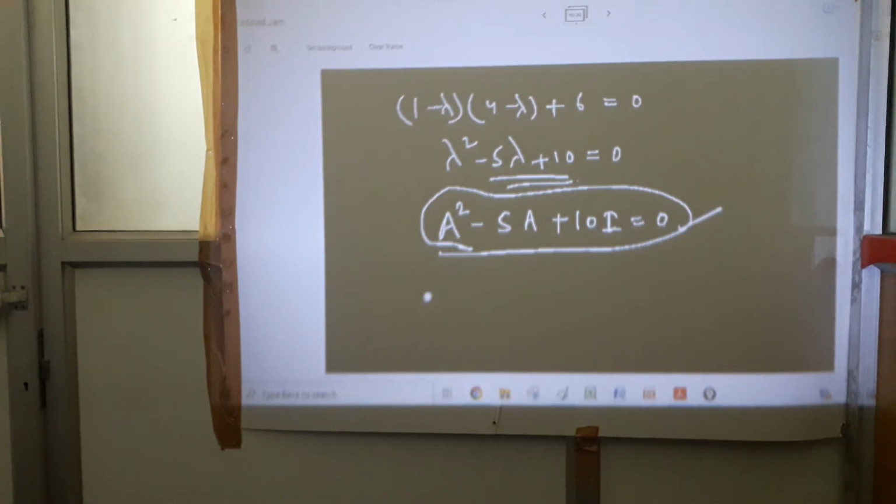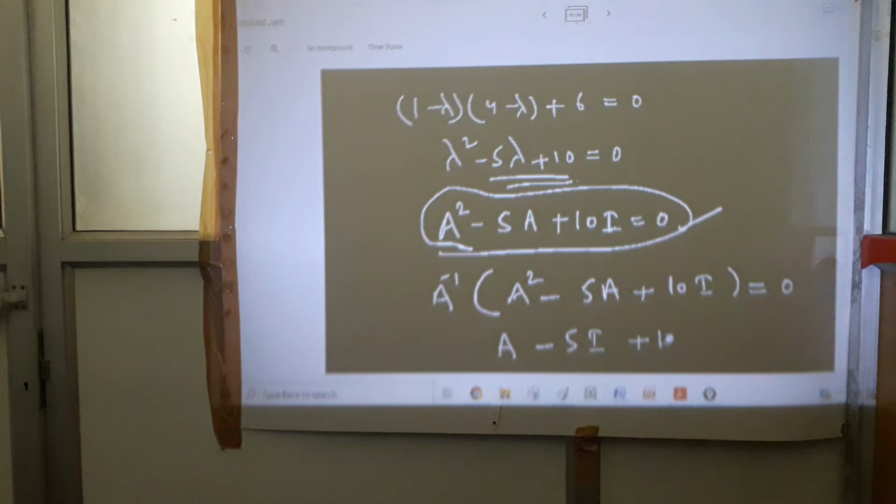Now how to find A inverse from this one? Just multiply A inverse to this equation. A square minus 5A plus 10I is equal to the null matrix. A inverse into A square. So A to the power of m into A power n is A power m plus n. So here adding the powers, we get A, minus 5 times A inverse into A will become I, plus 10 times A inverse multiplied with I, that is just A inverse, equal to 0.